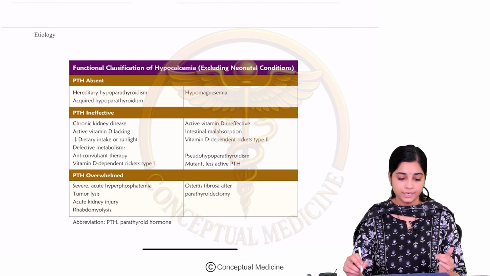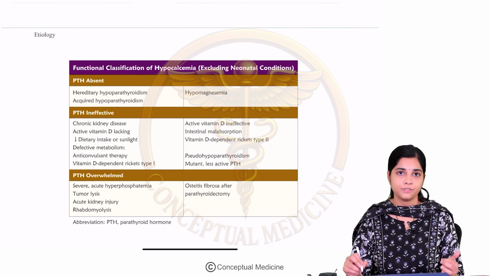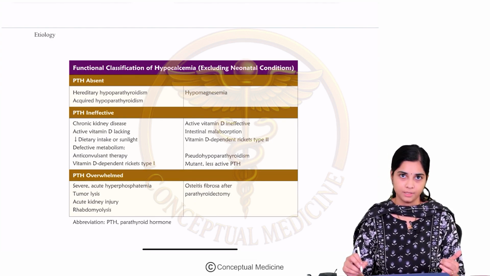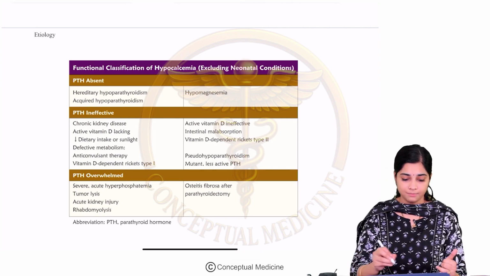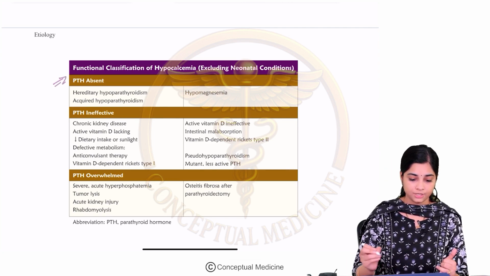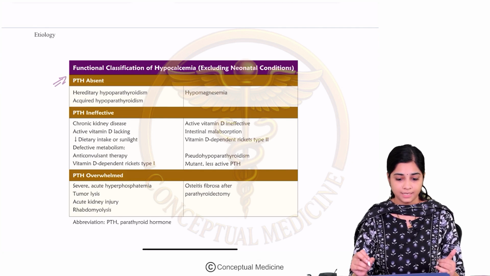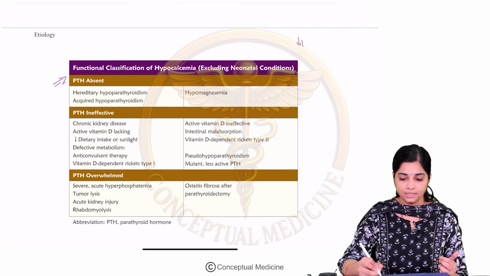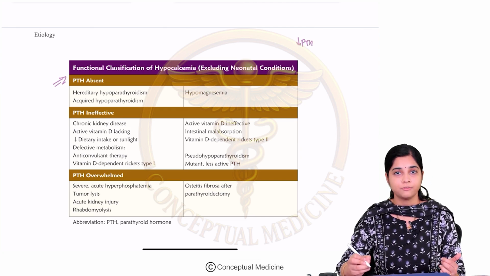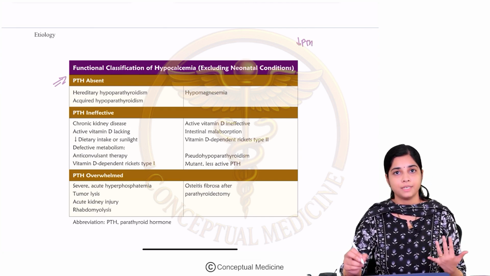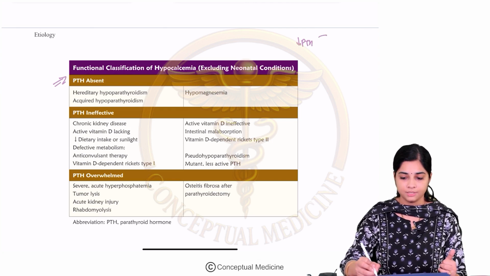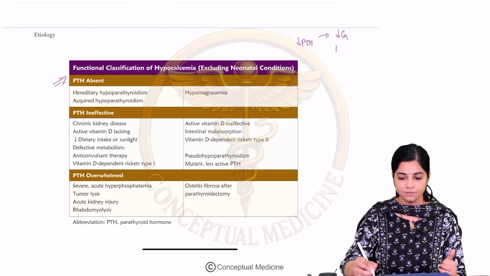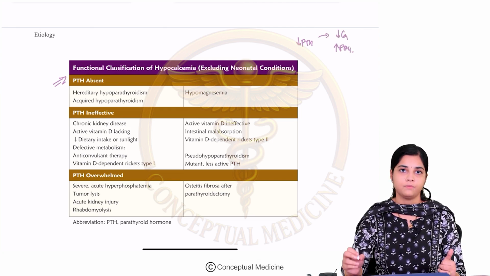Now we will be looking at a different way of classification for the etiologies of hypocalcemia. So etiologies of hypocalcemia can be classified as PTH absent. The first mechanism is that PTH is absent. Whenever there is decreased PTH, and PTH is responsible for reabsorption of calcium and excretion of phosphorus, there will be decreased calcium and increased serum phosphate.